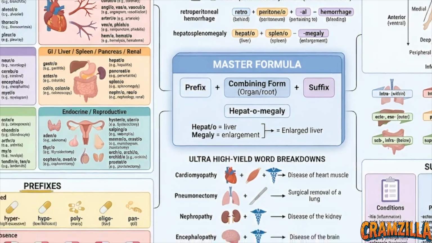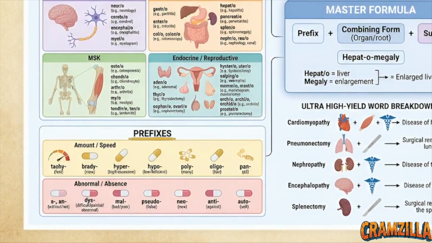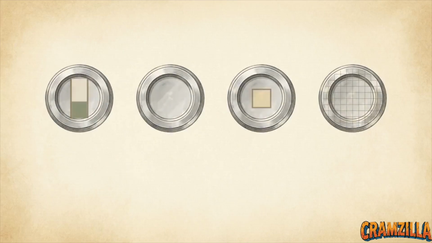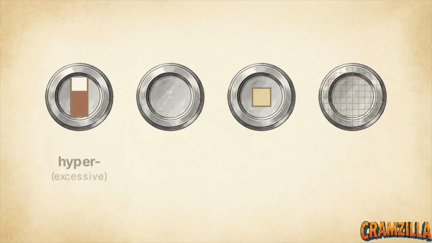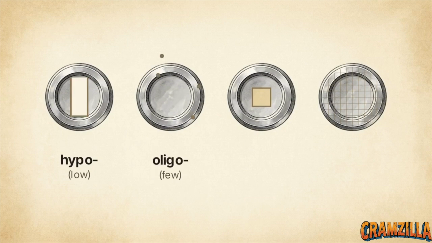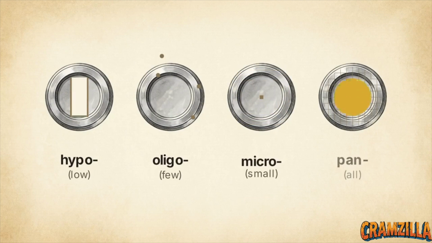Looking at the bottom left dashboard, these components modify the intensity or state of our root noun. The yellow box shows our speed controllers, tachy for fast and brady for slow. Quantity and scale are controlled by hyper for excessive versus hypo for low, poly for many versus oligo for few, macro for large, micro for small, and pan for all.